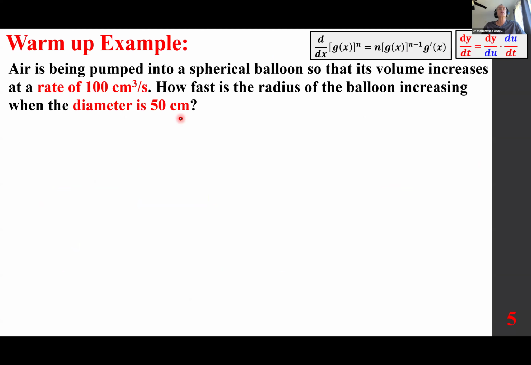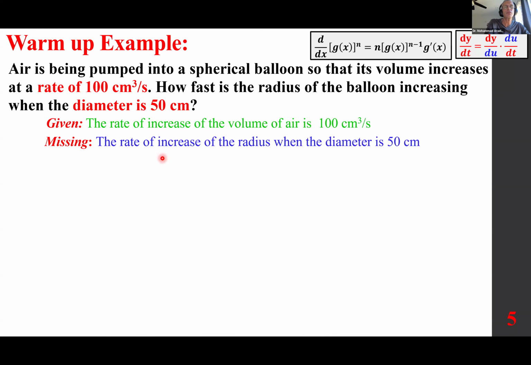So we want to look at this as an application problem, as a word problem: what is given, what is missing. The given: the rate of increase of the volume of air is 100 cubic centimeters per second. What is missing: the rate of increase of the radius when the diameter is 50 centimeters. So that's understanding the problem verbally.